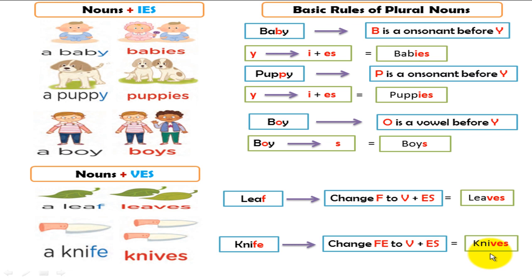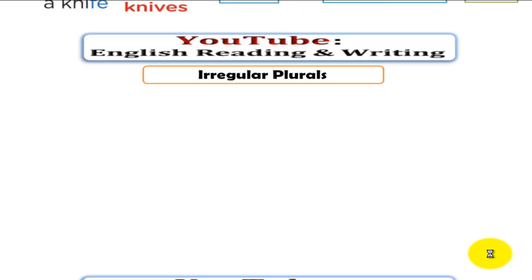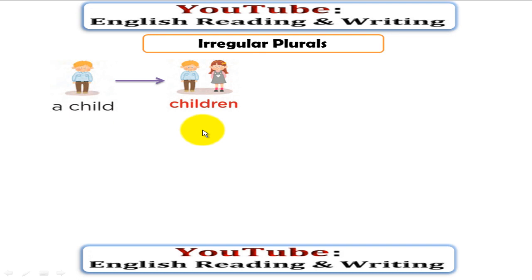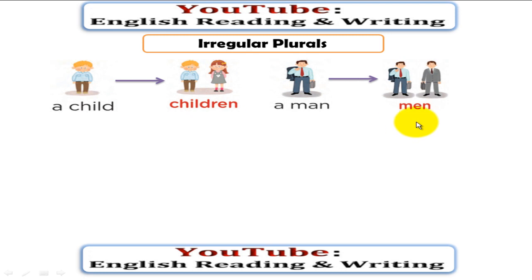Then we have another category of plural nouns, which are called irregular plurals. They don't follow a rule, and we have to learn them by heart. For example, a child. This is singular because we have used a child. The plural becomes children. Another example, a man. It becomes men.